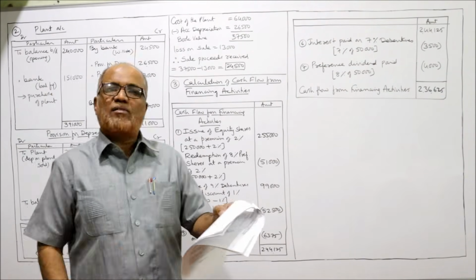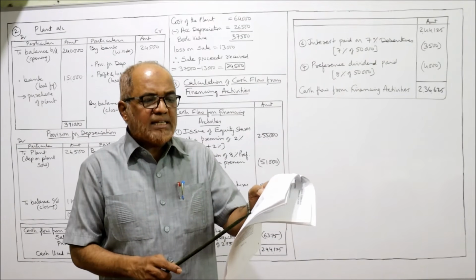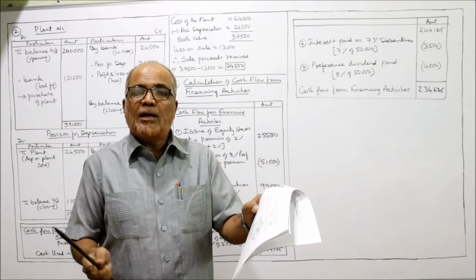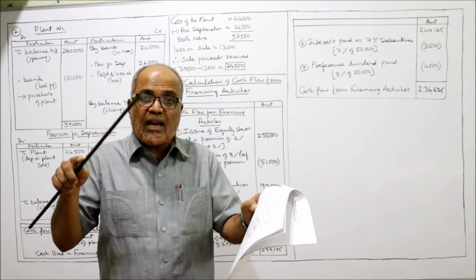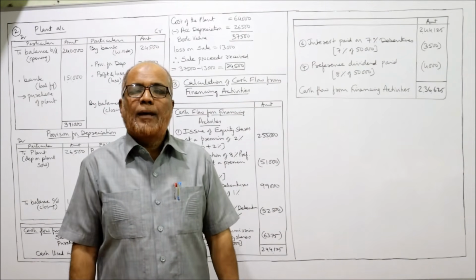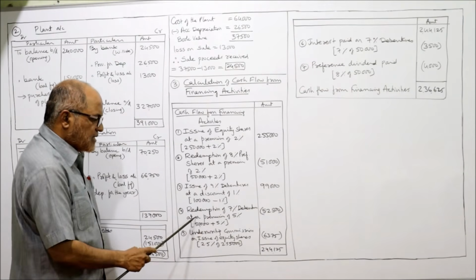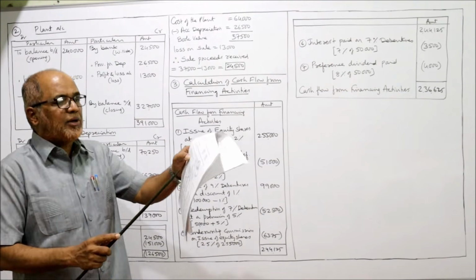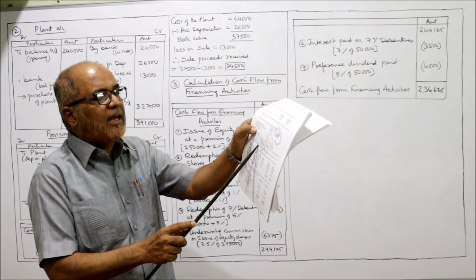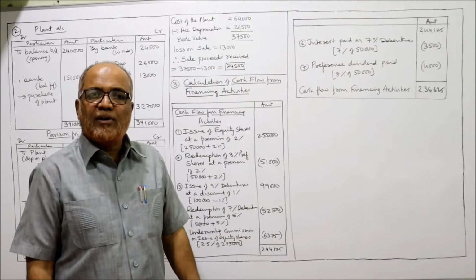Next point is 7% debentures. 7% debentures, last year 50,000, current year nil. That means 7% debentures were there last year, current year it was redeemed. Redemption. So redemption of 7% debentures at a premium of 5% because it is given in additional information. And 7% debentures were redeemed at a premium of 5%.